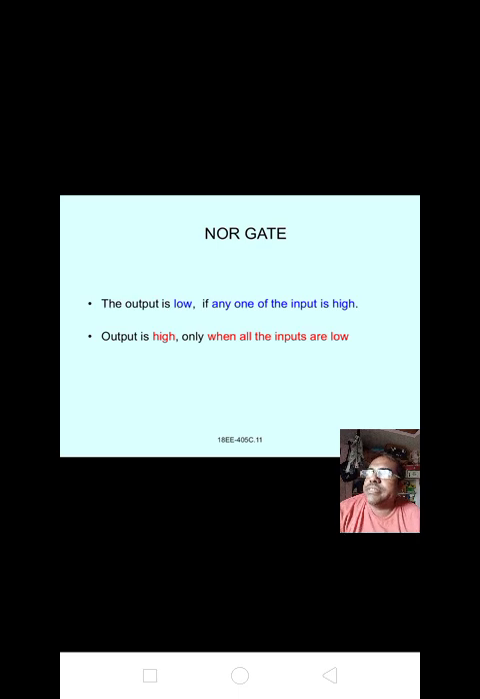NOR gate. The output is low if any one of the inputs is high. Output is high only when all the inputs are low. Okay, it is the definition of NOR gate. Please note it down in your notebook. That is, output is low if any one of the inputs is high. Output is high only when all the inputs are low.